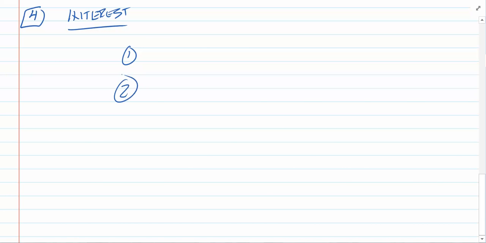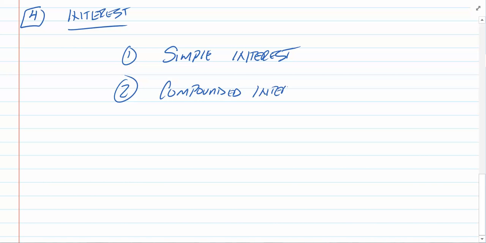Okay, good. There are 2 types of interest. The first one is called simple interest. There's simple interest and there's compounded interest. All right. So these are the 2 types.